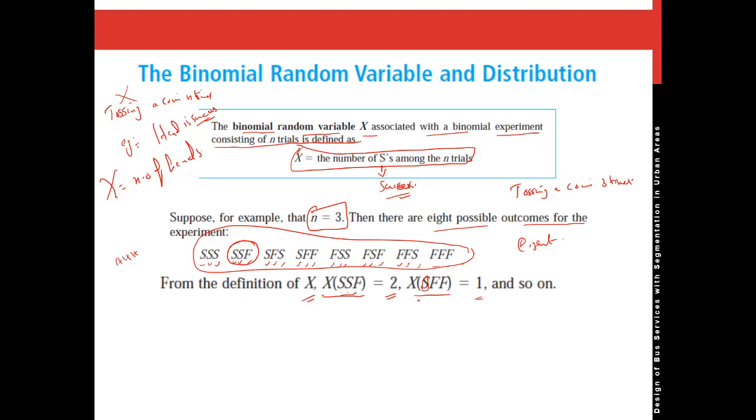Now tell me, what are the possible values that x can take? X is the number of successes. If we toss a coin 3 times, what are the possible values that x can take? Anybody?